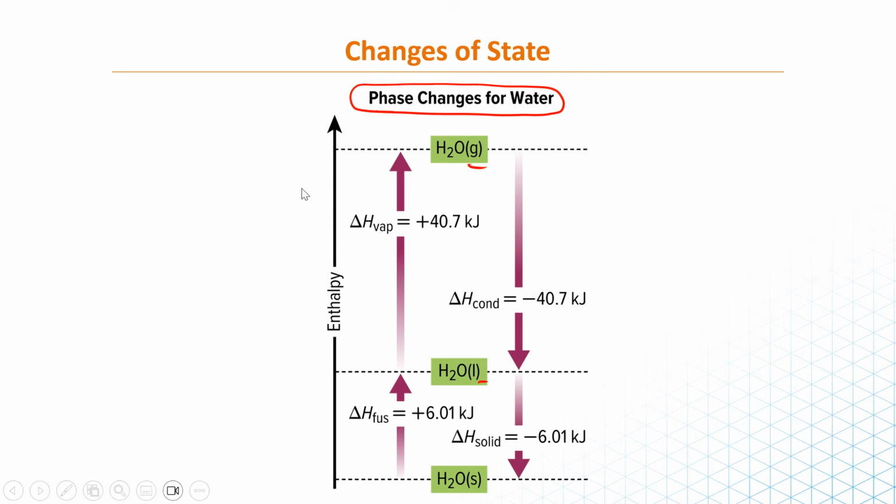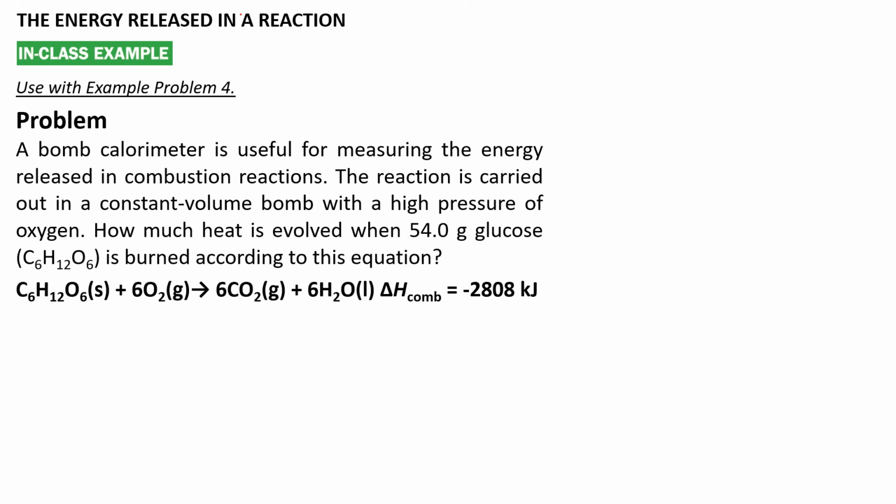Okay. So now let's go and look at a problem where we can use what we learned and apply it in a real problem, okay? So imagine that there is a bomb calorimeter. This was in lesson 2. So a bomb calorimeter is useful for measuring energy released in combustion reactions. The reaction is carried out in a constant volume bomb with a high pressure of oxygen.